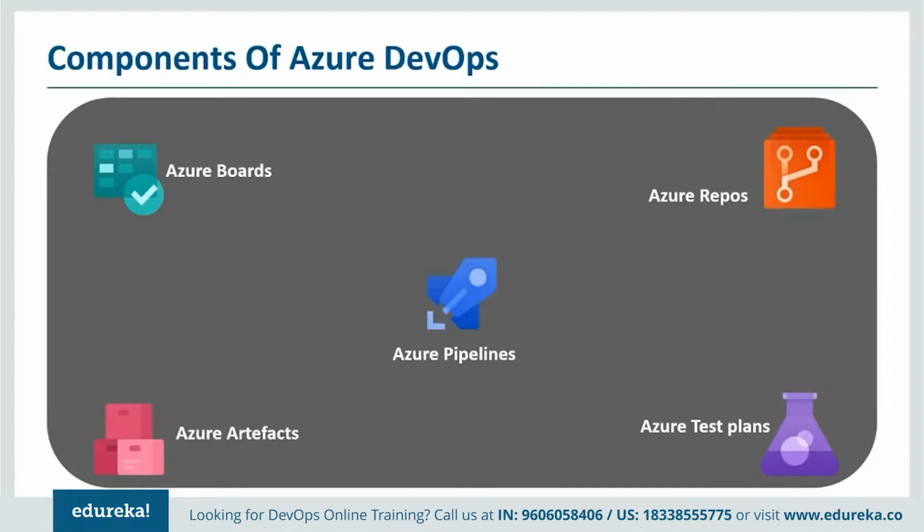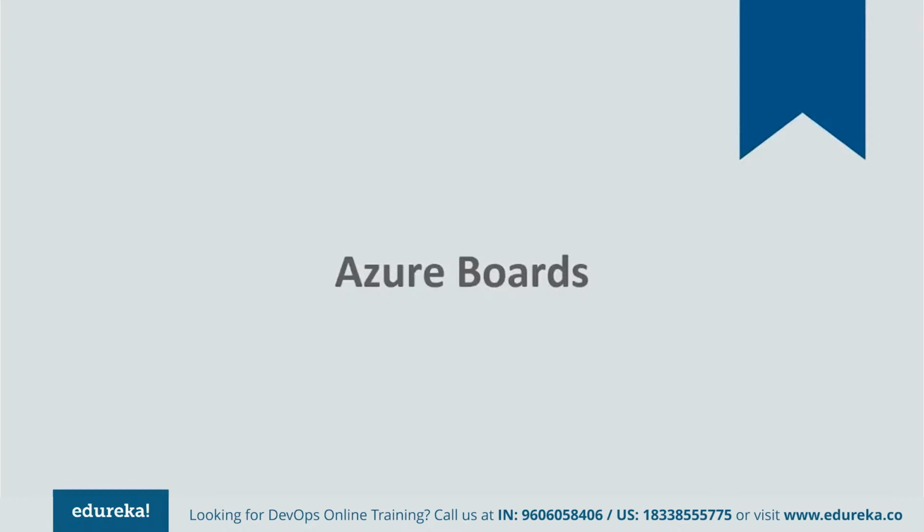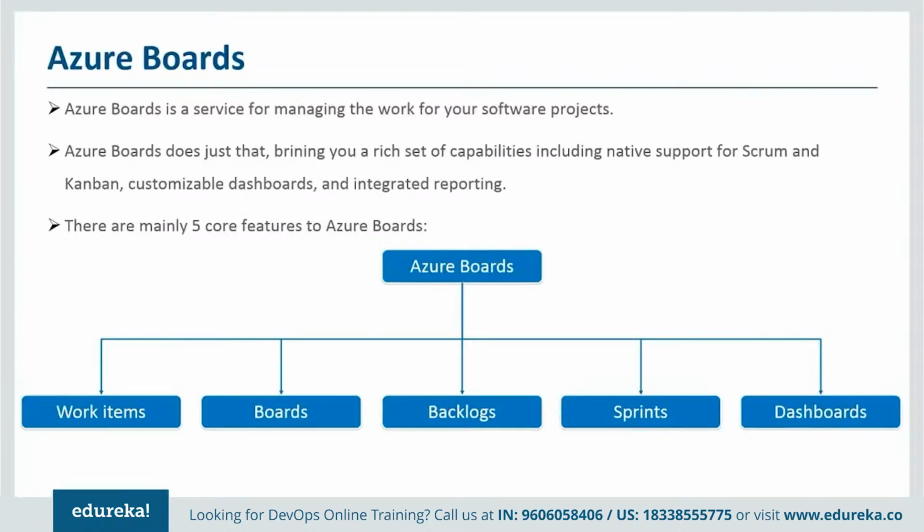Now let's look at some more things. First thing, as I said, is Azure boards. So we have got 5 different components as part of Azure boards. All right. So as I said earlier, Azure boards is a service for managing the work of your software project, which means you want to create some, let's say, epics. You want to create some features, basically some tasks, some product backlog items. You want to create some bugs. All this can be handled in Azure boards.